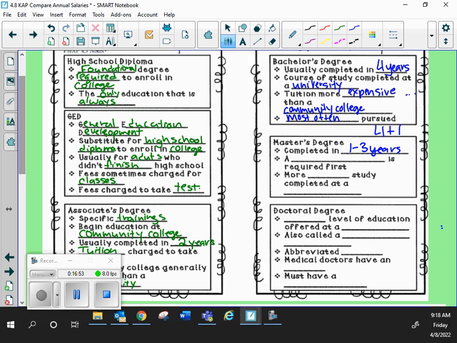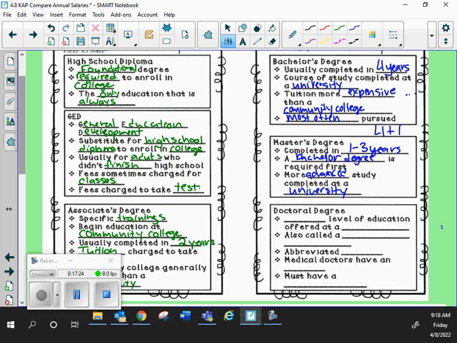So a master's degree is completed in 1 to 3 years. It always has a bachelor's degree as a prerequisite, meaning you have to have that before you can earn your master's. It is more advanced study completed at a university. So this is just going deeper into education.